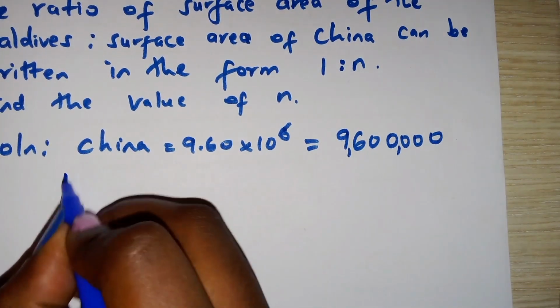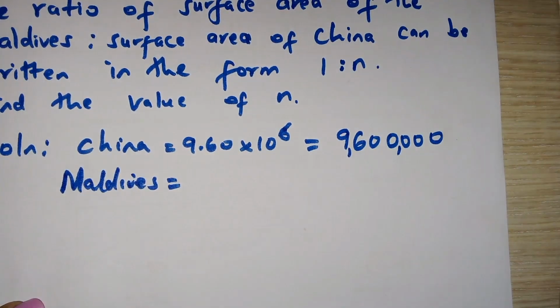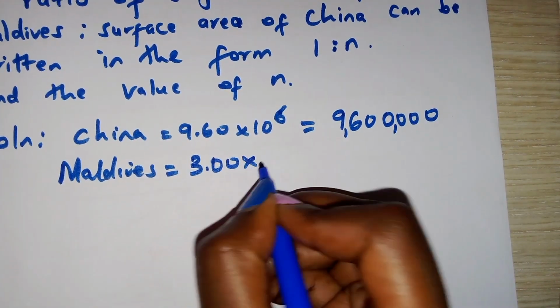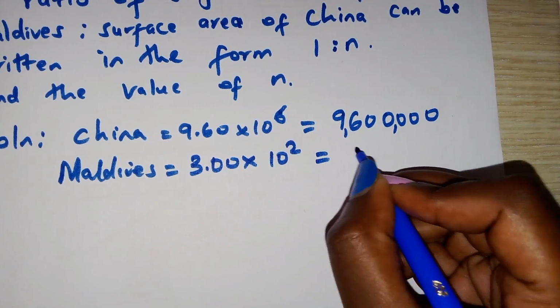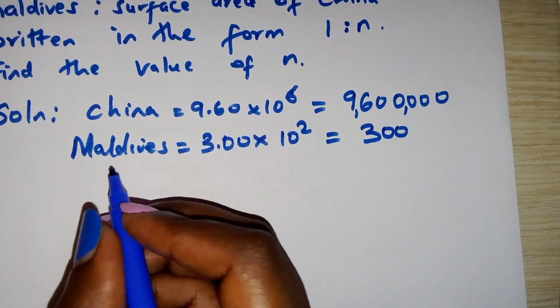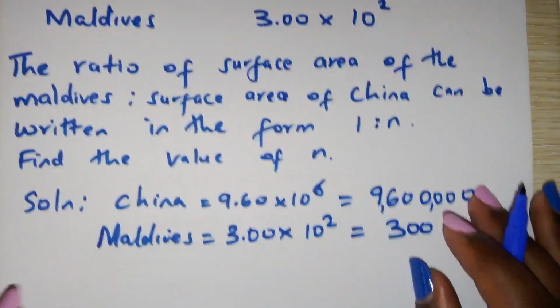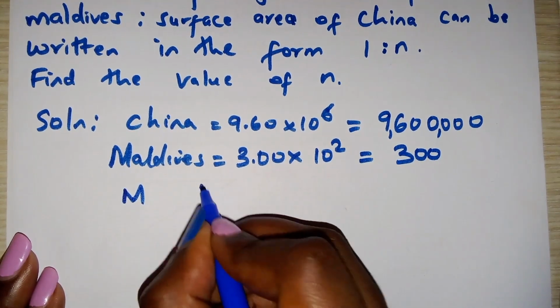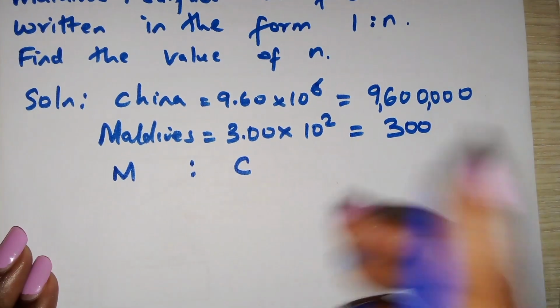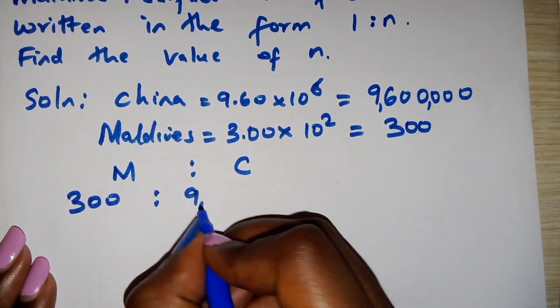And then Maldives, 3.00 times 10 power 2. That is the same as 300. So we're writing the surface area of Maldives to China. So we need to start with Maldives versus China. So Maldives is 300. China is 9 million.